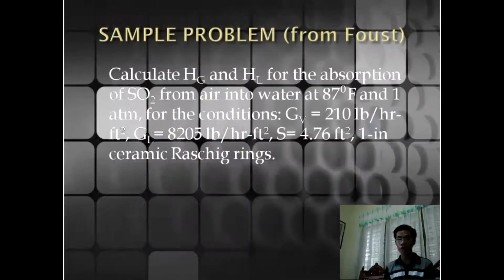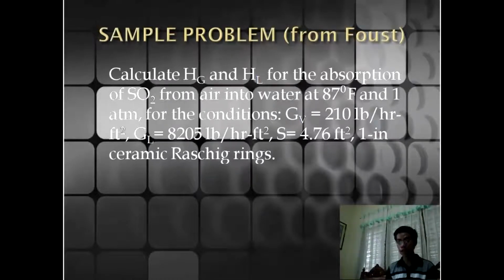So let's try to solve a sample problem. Calculate HG and HL for the absorption of SO2 from air into water at 87 degrees Fahrenheit and 1 atmosphere. For the conditions, GV is equal to 210 pounds per hour-feet squared, GL is equal to 8,205 pounds per hour-feet squared, S is equal to 4.76 feet squared, and 1-inch ceramic Raschig rings.